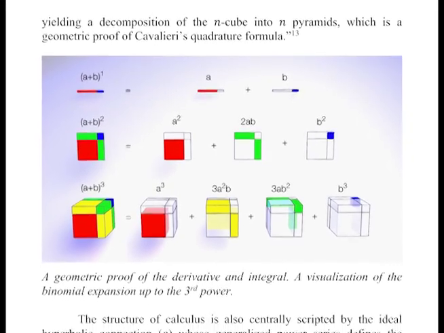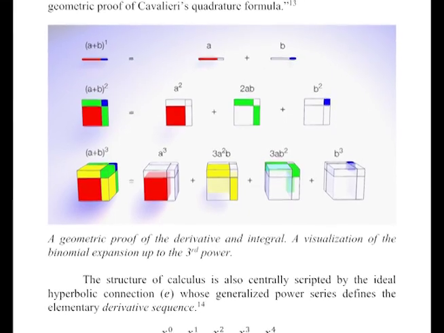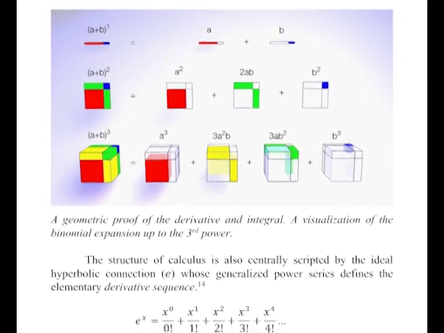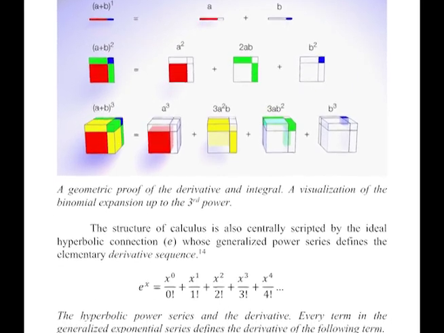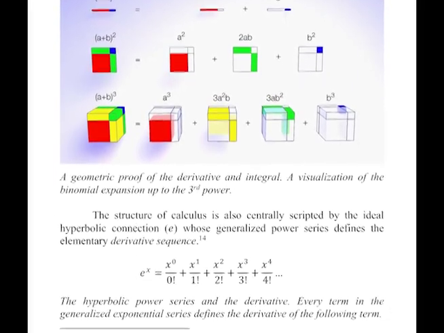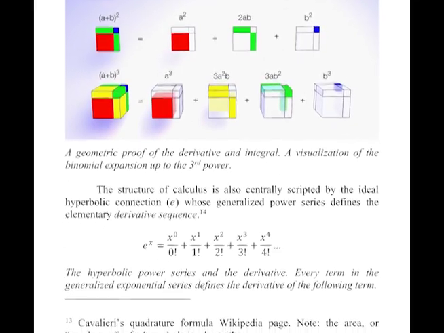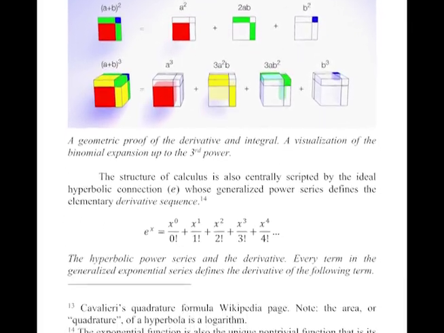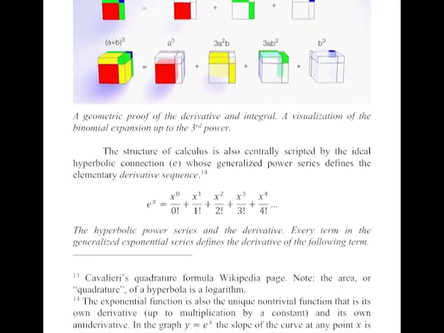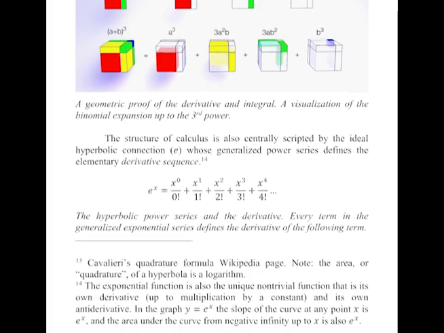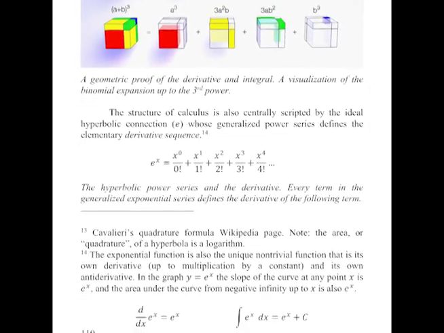The structure of calculus is also centrally scripted by the ideal hyperbolic connection, e, whose generalized power series defines the elementary derivative sequence. e to the x is x to the 0 over 0 factorial plus x to the 1 over 1 factorial plus x to the 2 over 2 factorial plus x to the 3 over 3 factorial. Notice that every term in this generalized exponential series defines the derivative of the following term.